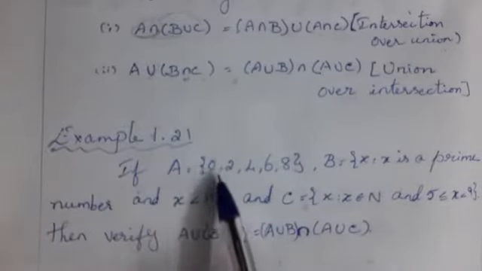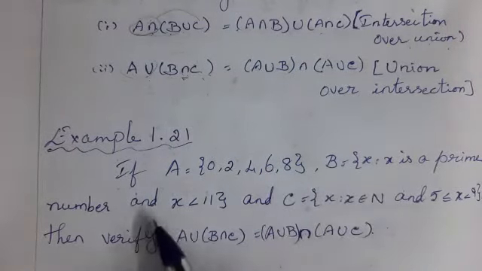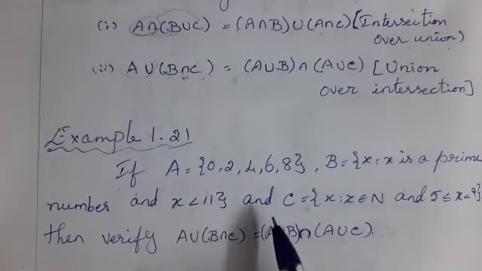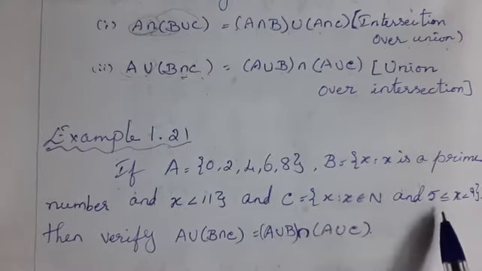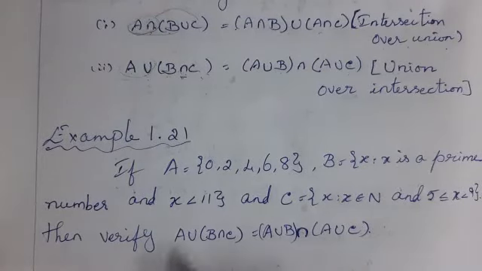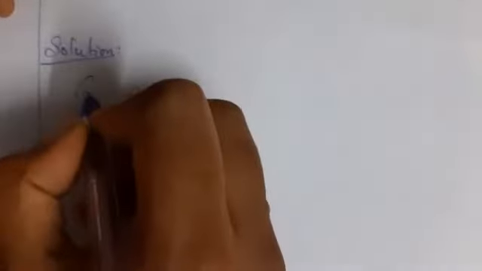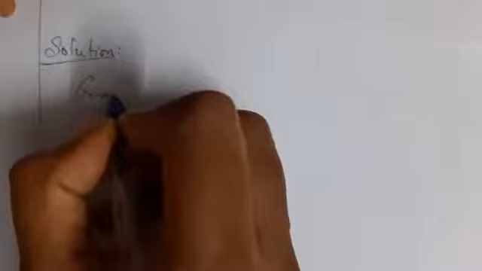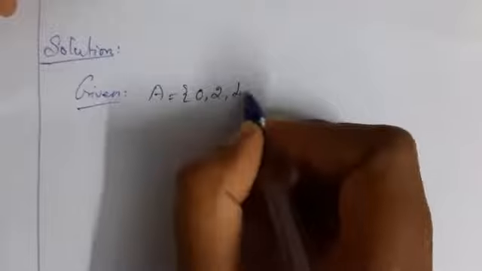If capital A is equal to 0, 2, 4, 6, 8, capital B is equal to x such that x is a prime number and x less than 11, and capital C is equal to x such that x belongs to capital N and 5 less than or equal to x less than 9, then verify A union B intersection C is equal to A union B intersection A union C. Solution: first write the given sets. Capital A is equal to 0, 2, 4, 6, 8.